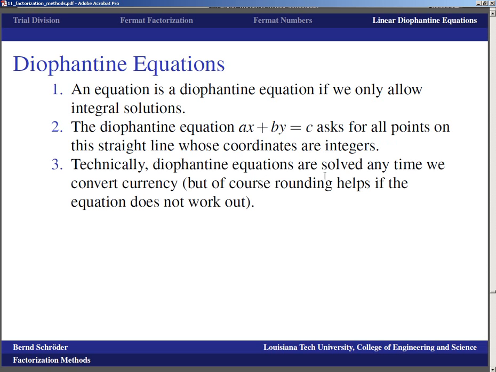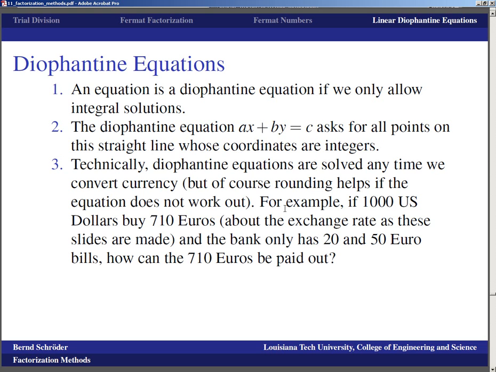And technically, we solve Diophantine equations anytime we convert currency, because you go to whole dollars or whole cents or so. Certainly rounding helps here if the equation doesn't work out, but at the same time, you also have to think about what kinds of bills people have available. So for example, if I wanted to exchange $1,000 US into euros, by the time I made the slides, $1,000 bought about 710 euros. And suppose that the bank has only 20 and 50 euro bills. Well, how can the 710 euros be paid out?